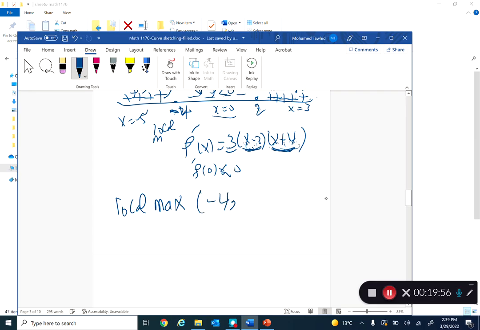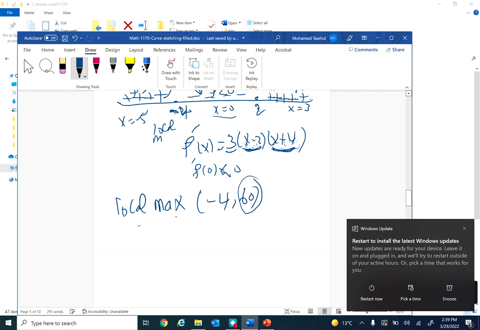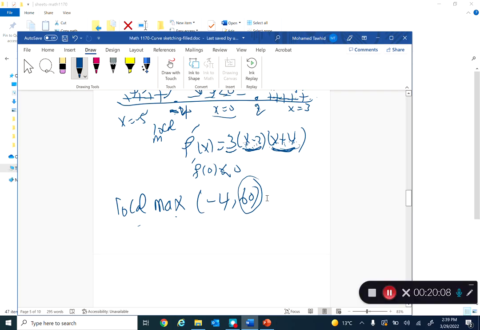X equal -4. And what is the value of your f? Your f here we figure out 60. So this value 60 here, that is the value of your maximum here, guys. All right, so what is the value of your f? 60 here when x equal -4.